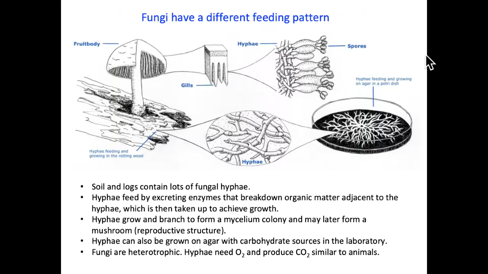We can grow hyphae on decaying wood, or we can bring them into the lab and feed them and watch them grow on an agar plate. Remember that hyphae are heterotrophic, that is, they depend on external reduced carbon sources. And they produce CO2 through mitochondrial respiration, just like animal systems do. That means that hyphae need oxygen in a manner similar to that we found in other eukaryotes.